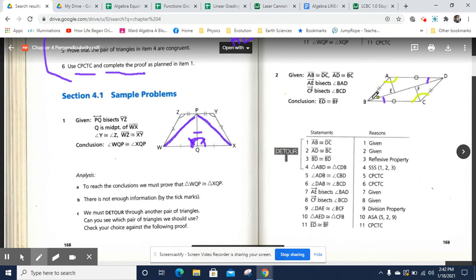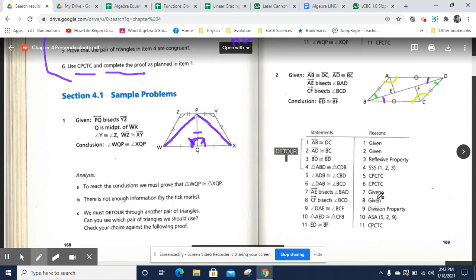We could also have proven that this angle is congruent to this angle. The proof may not require it, and that's not actually part of the proof that the book is using, but it's true. I'm just labeling everything so I see what I can work with. All right. Now, since we've proven that this angle and this angle are congruent, we were given that AE bisects BAD, and we were given that CF bisects BCD.